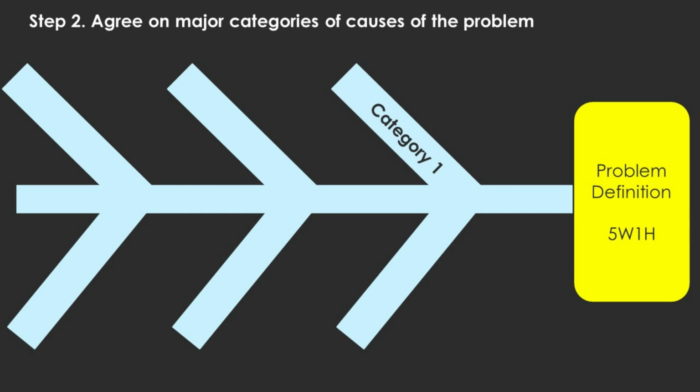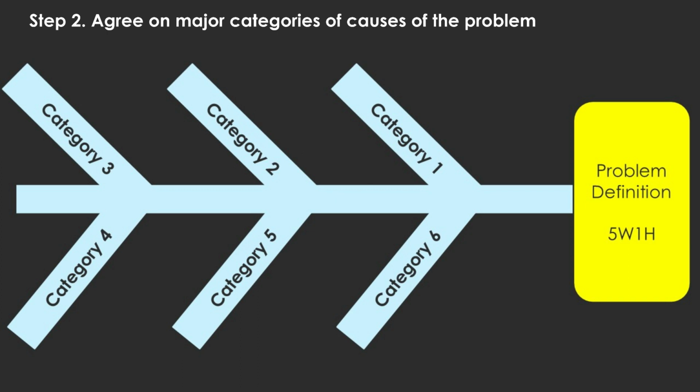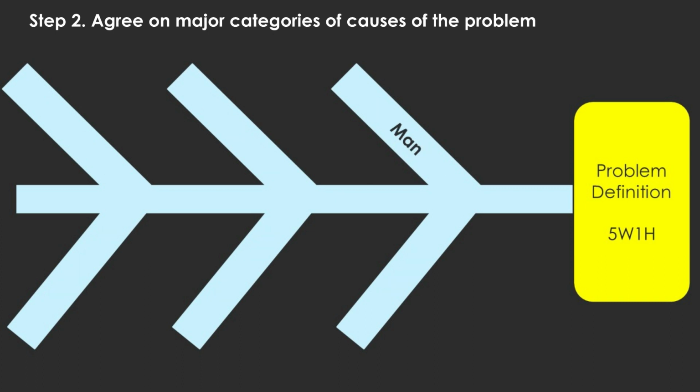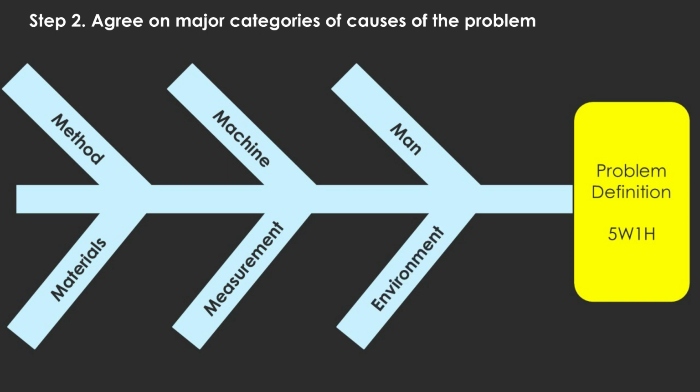Step 2. Agree on the major categories of causes of the problem. This will be added as branches of the main arrow. The most common are man, machine, method, materials, measurement, environment.